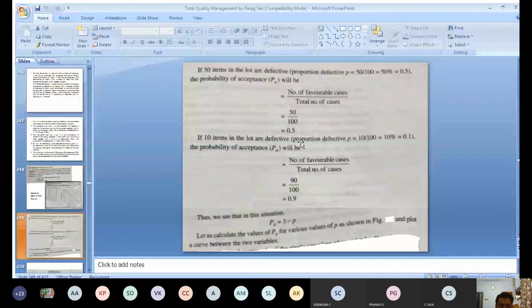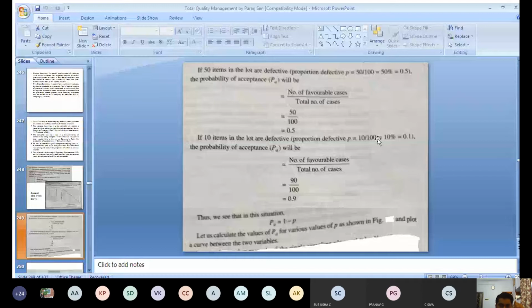Again, if 10 items in the lot are defective, then your proportion defective will be P is equal to 10 by 100. Actually, it is given by C by N or A by N. C means the cutoff number and N is the sample size. So C by N or A by N. C is the cutoff number or A is the acceptance number, both are the same.